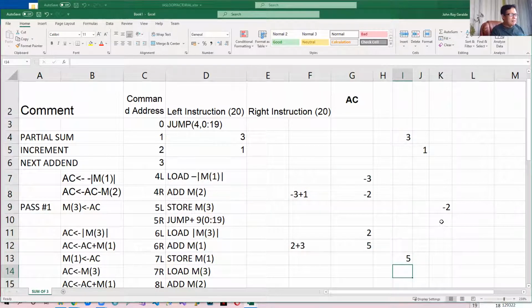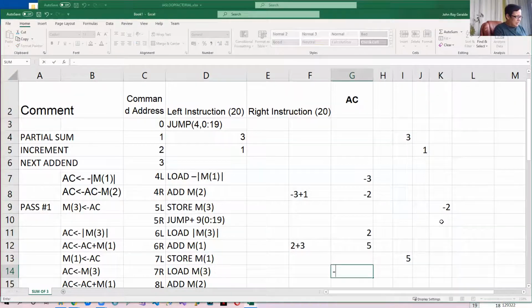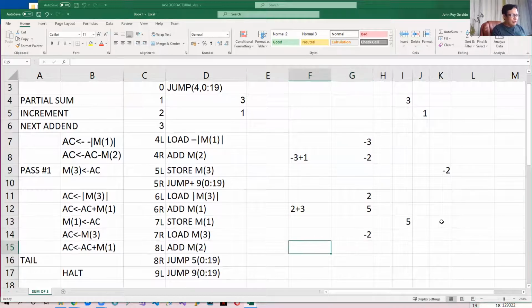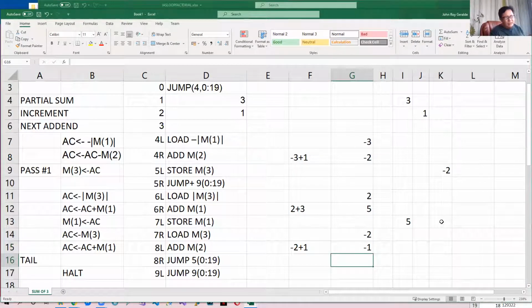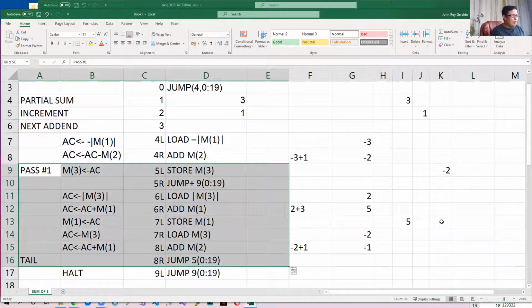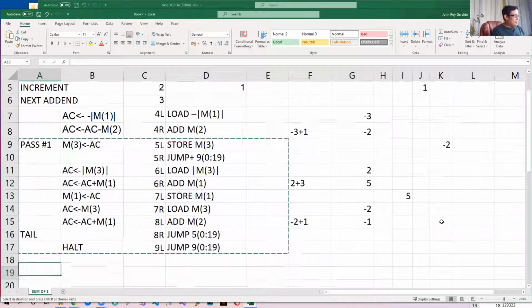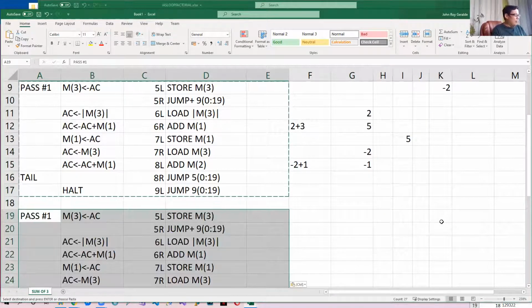Any questions? And then we load M3. So this is a negative 2. Okay. Add M2. So this is a negative 2 plus 1. So negative 2 plus 1 is a negative 1. Okay. And then there's no condition. So therefore we will go back to the left. Okay. We'll go back up. We'll just copy the code itself, no? And this will be our second pass.